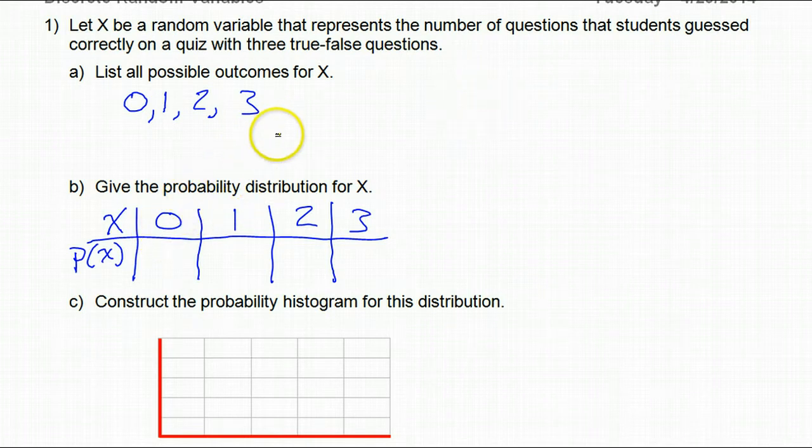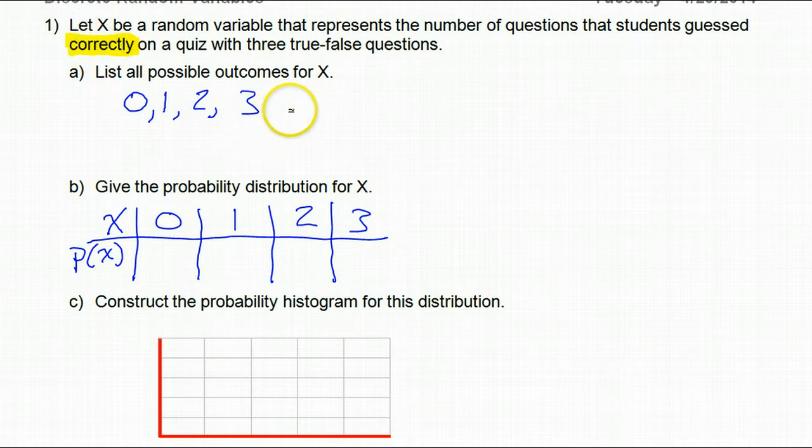When you first look at it, you see that it says true-false questions, so you might be tempted to set up a diagram of true and false. But you have to look carefully. X doesn't have anything to do with the number of true or the number of false. X is a random variable that represents the number of questions that the students guessed correctly. So x is a number correct, and we need outcomes that involve correctness.